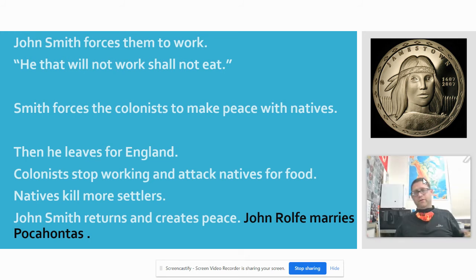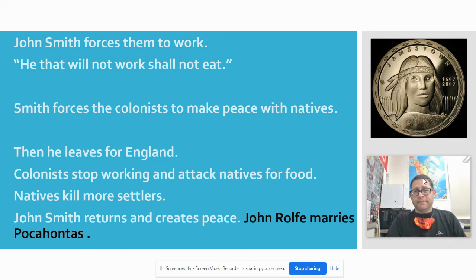John Smith is this guy who is rich and well known, but he is also a survivalist. He knows how to survive, he knows he's a leader, and he knows how to manage people. John Smith heads over there and takes control because everybody's all lazy and not wanting to work. He says that he that will not work shall not eat. So he forces everybody to work, and if they don't work, then they're not going to eat.